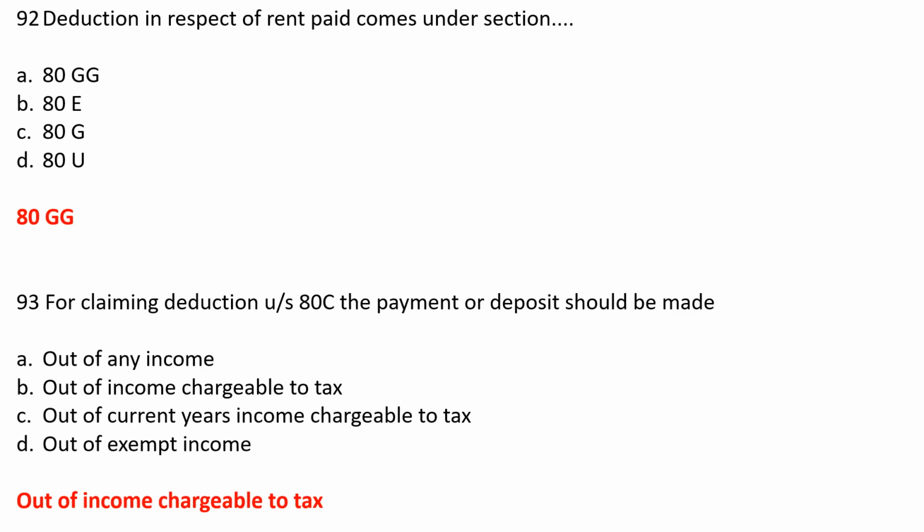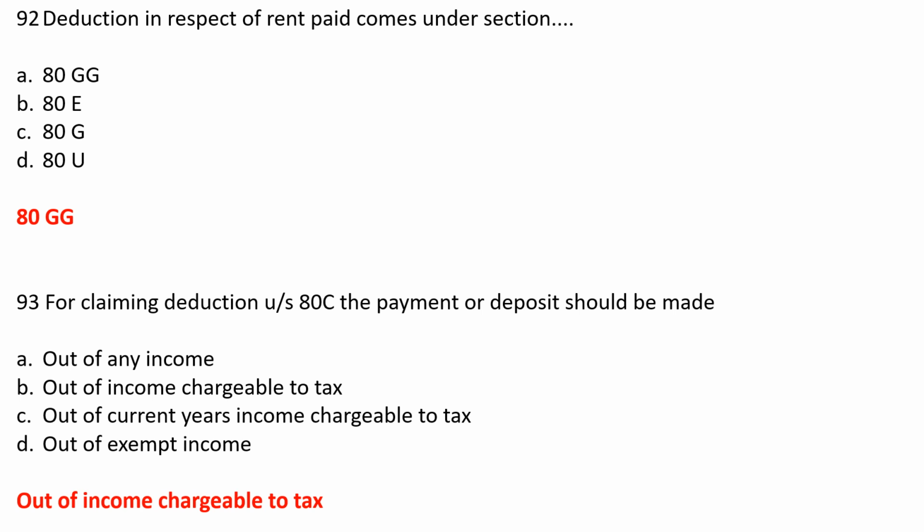Next is deduction in respect of rent paid comes under the section: option A 80GG, option B 80E, option C 80G, option D 80U. The correct answer here is option A, 80GG. So deduction in respect of rent paid comes under the section 80GG.